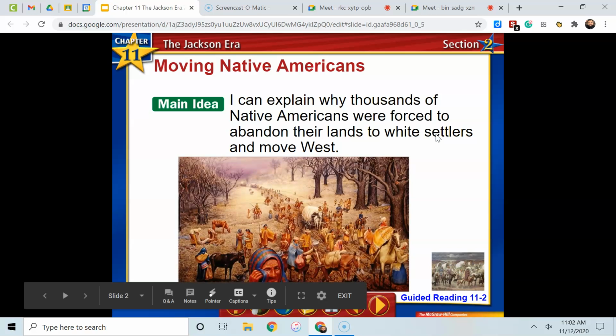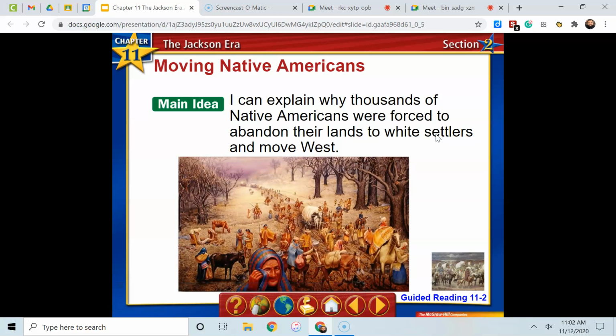So, kind of getting to our big learning target, or our main idea, I can explain why thousands of Native Americans were forced to abandon their lands to white settlers and move west. This will be the major focus. For my students, reminder, make sure that you've got your 11-2 guided reading.